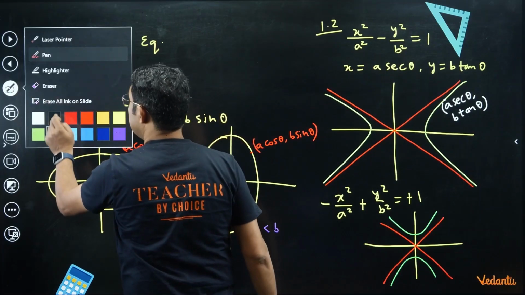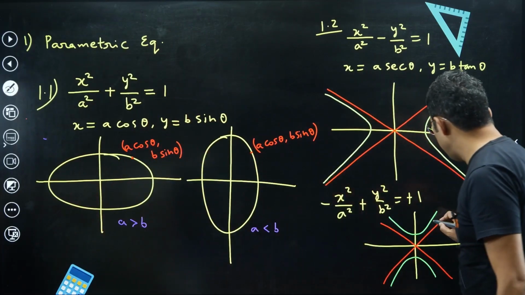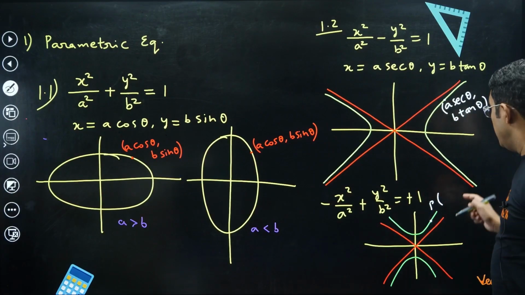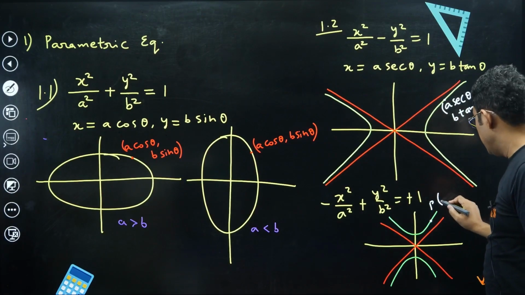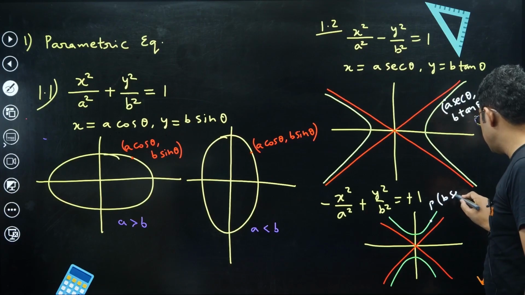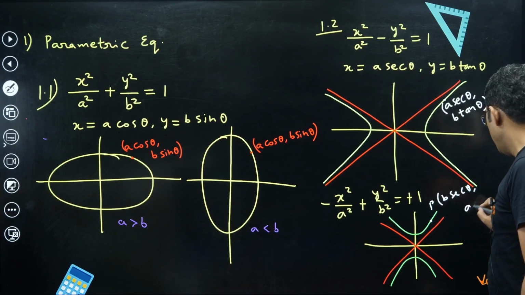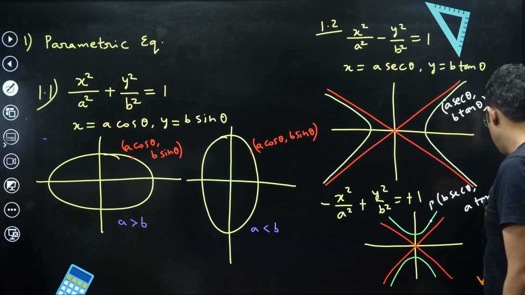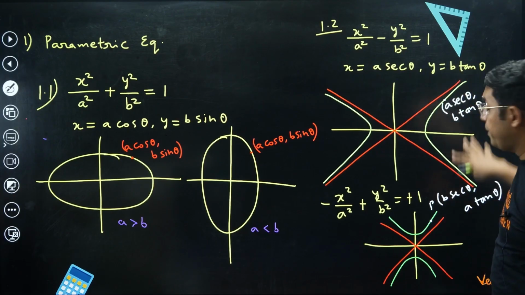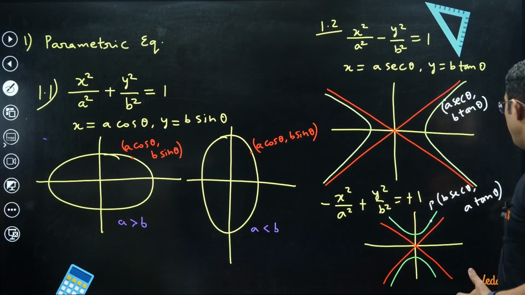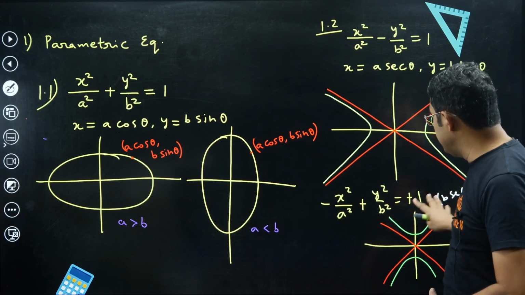In this case, the parametric coordinate, at any point you can take P as, instead of a secant theta, b secant theta comma a tan theta. So please take care of this thing. Here the parametric coordinate will change. B will be multiplied with secant theta, a will be multiplied with tan theta in this case.